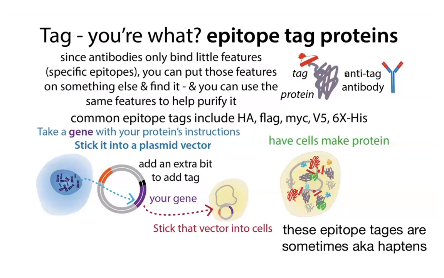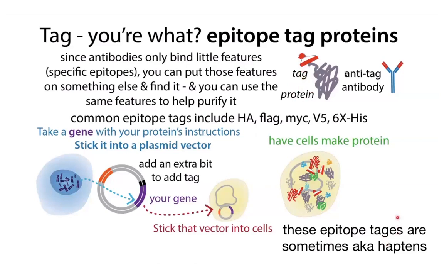So some of the tags that you might see are like HA, FLAG, MYC, V5. Sometimes people use a His tag. These are short little tags that basically shouldn't interfere with the protein function, so you don't have to worry about cutting them off. But they do allow for antibodies to detect them.